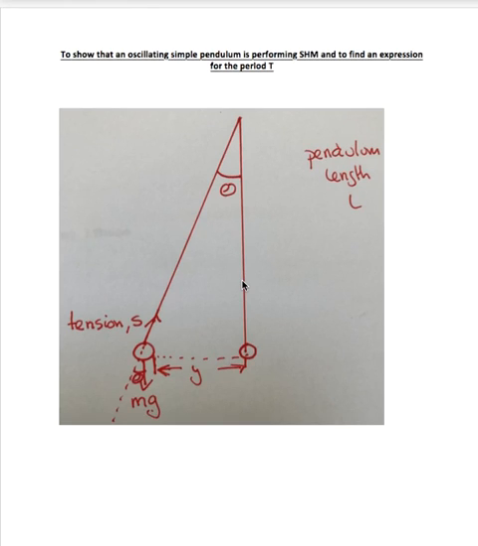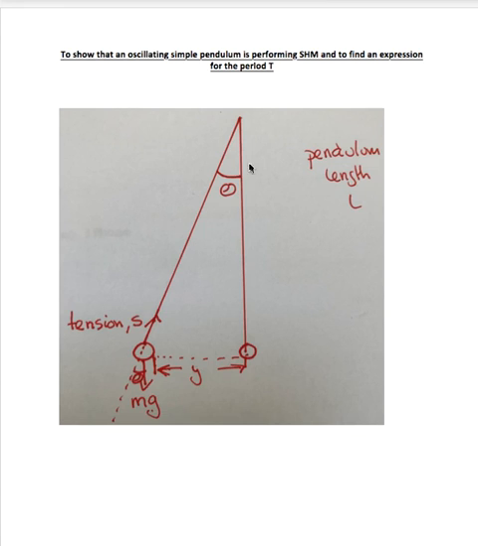Here we have a second example of a common physics device, and we're going to look at how we know this is in simple harmonic motion and get an expression for the period of oscillation of our object, just like we did for the mass on a spring previously.